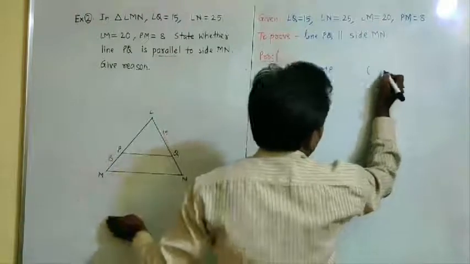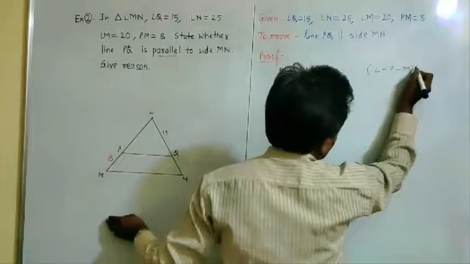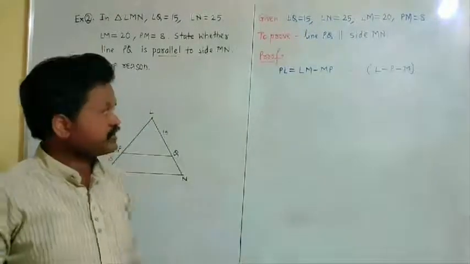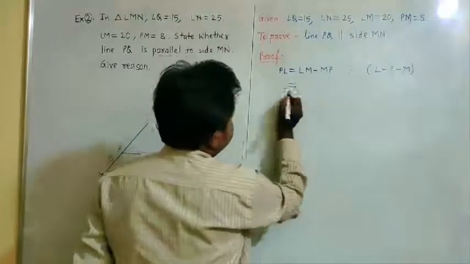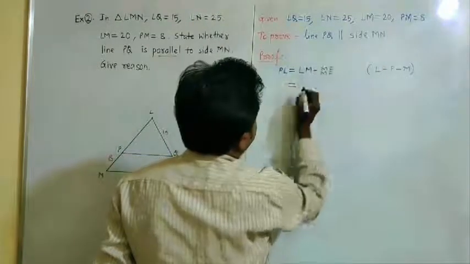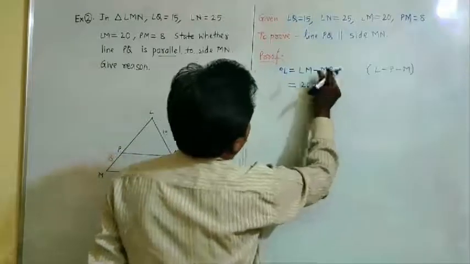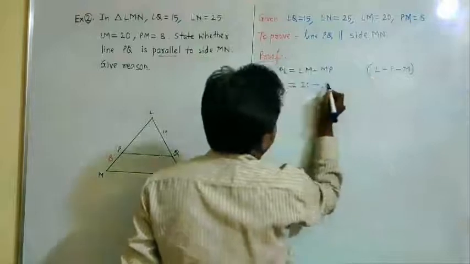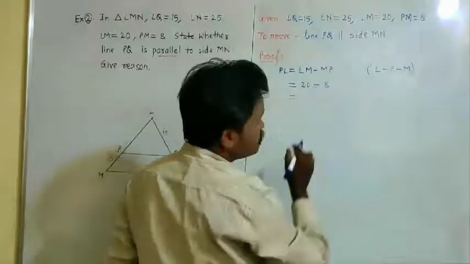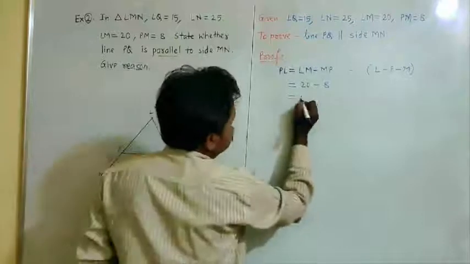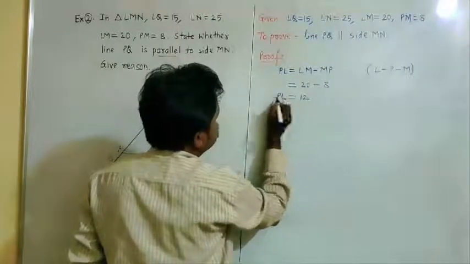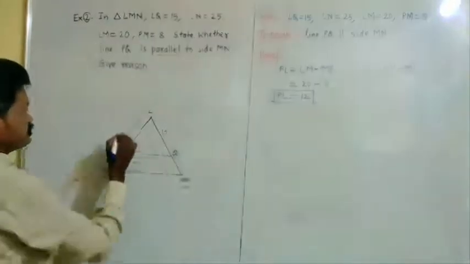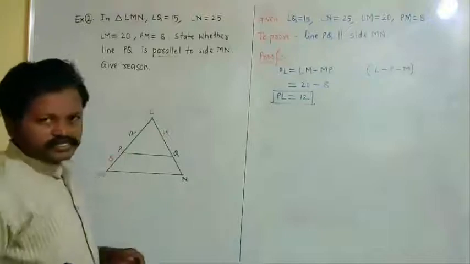The reason is L-P-M. Why can we subtract like this? Because they are collinear, so you can subtract this. LM is 20, and MP, that is PM, is 8. So you get here 20 minus 8, that is 12. So that is the PL. You get your first value. I write here PL is 12. It is not necessary to write, but you write it here.